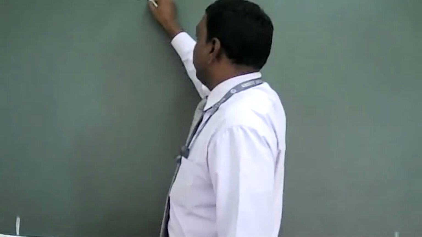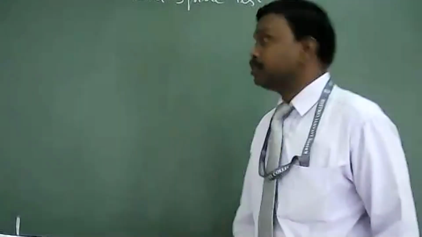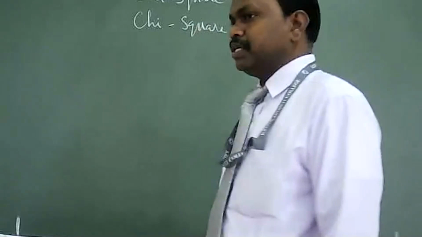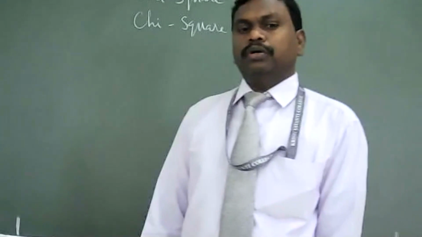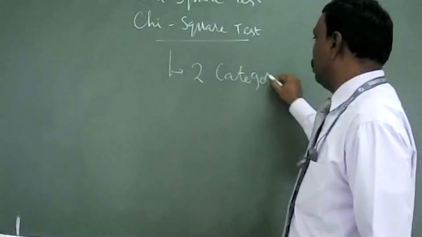So the next one is the chi-square test. As you all know, the chi-square test is both a parametric as well as a non-parametric tool. So what is the requirement for applying a chi-square test? You need to have two categorical variables.